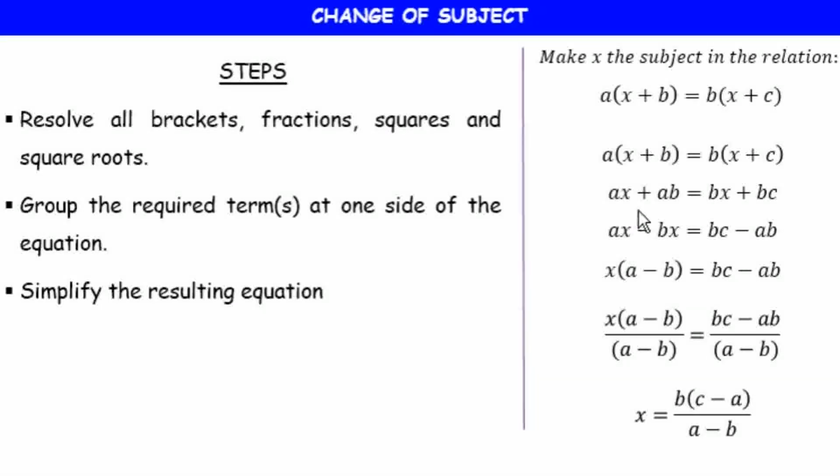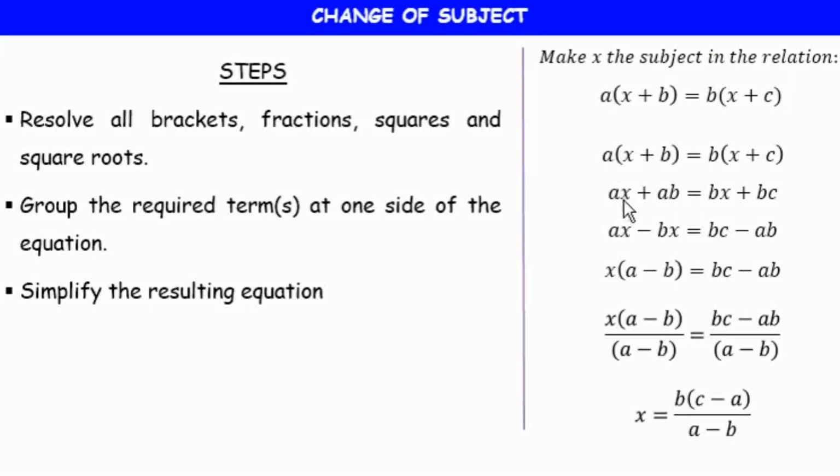So making x the subject, you can realize that we have x here, and we have x here too, right? So the x's are scattered. But because we want to make x the subject, as much as possible we are supposed to group all expressions or all terms that contain the potential subject at one side. So that is what we are going to do. We are going to group all the expressions or terms that contain our x component.